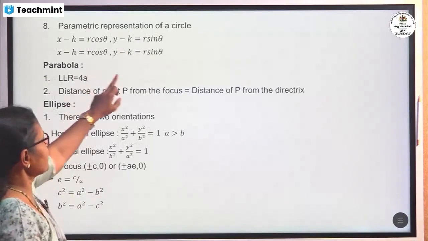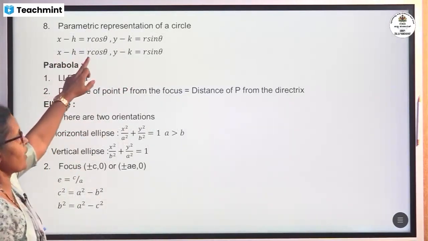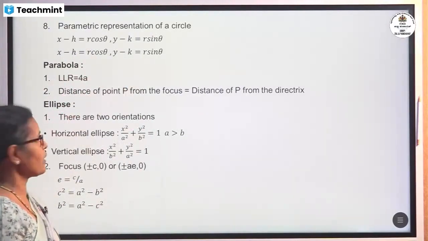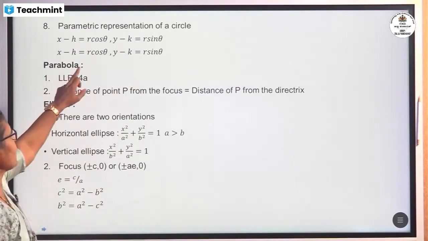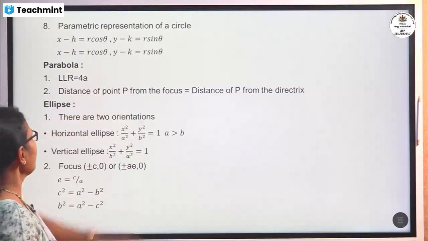Parametric representation of a circle is x minus h equals r cos theta, y minus k equals r sin theta.